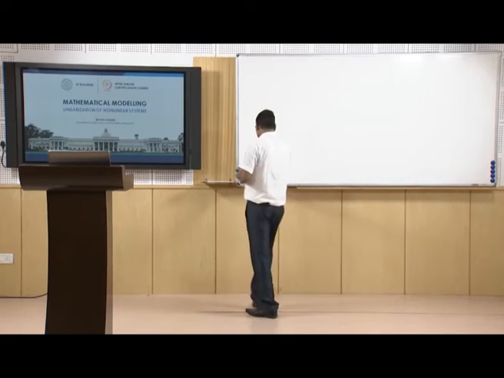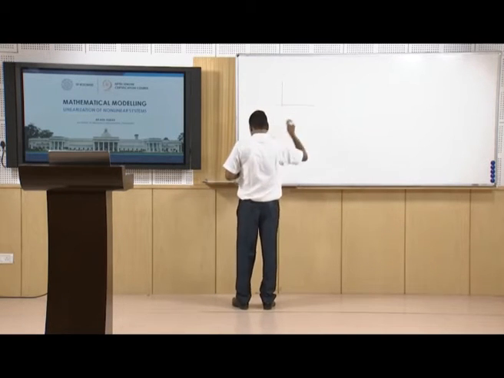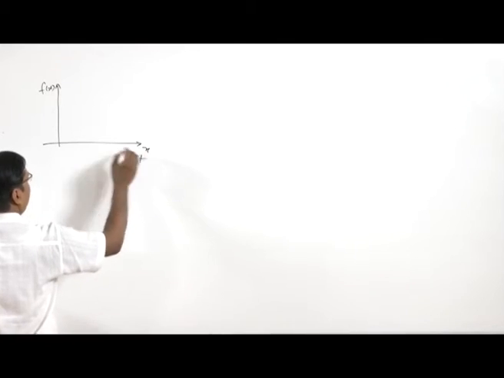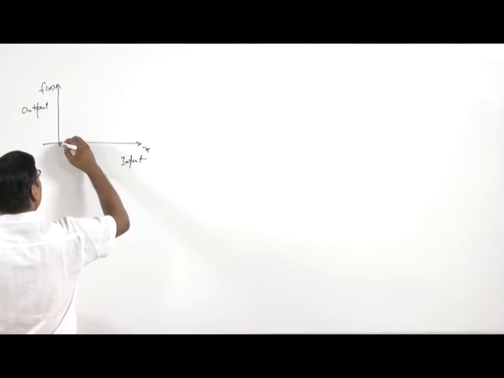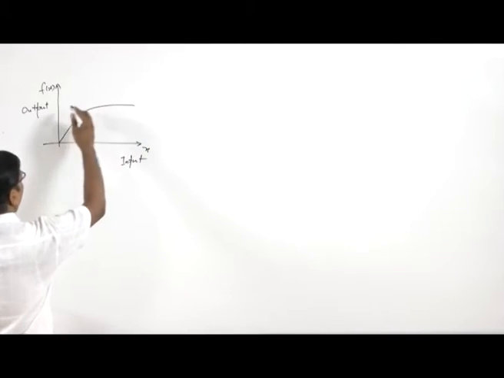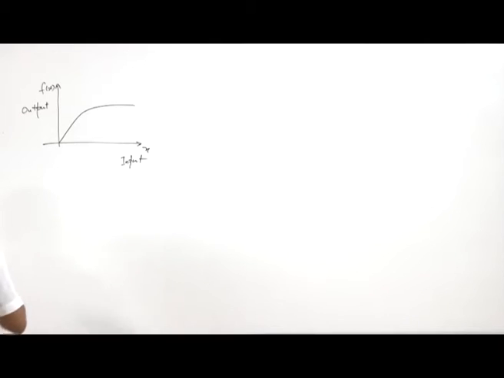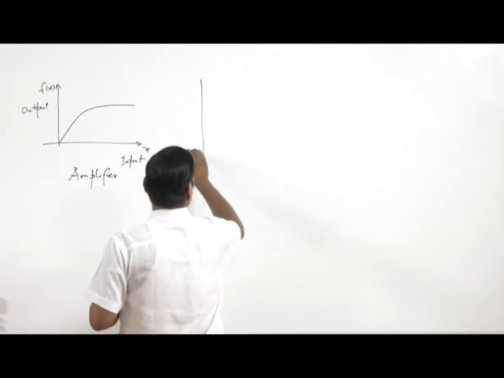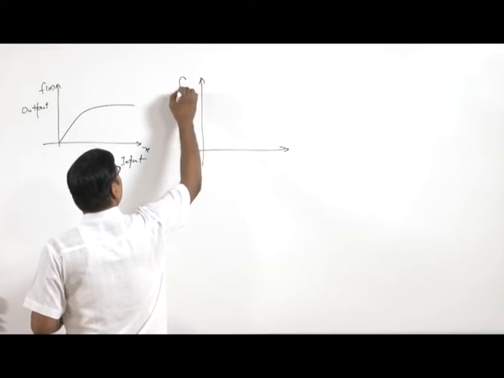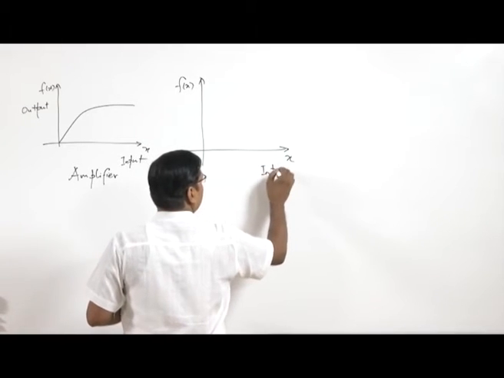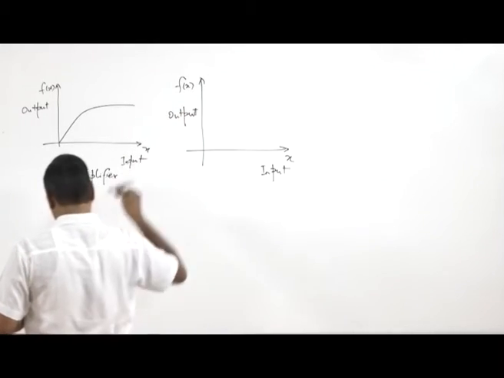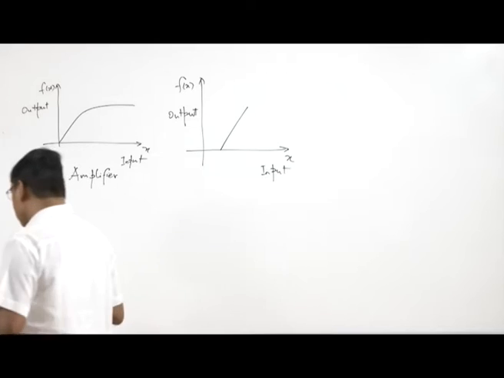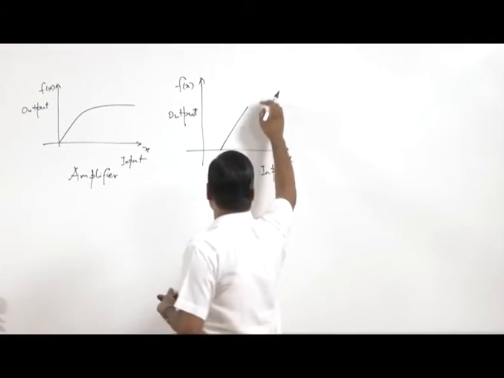So we can see that for an amplifier, if this is input and this is output, its relation is linear, but then it saturates after a certain input. If this is a motor, and this is output and this is input, it may behave like this. Initially there could be some dead zone, so no response, and then it will respond.